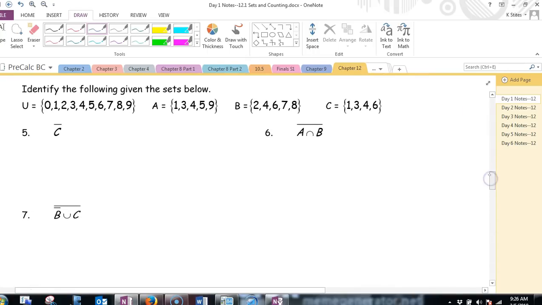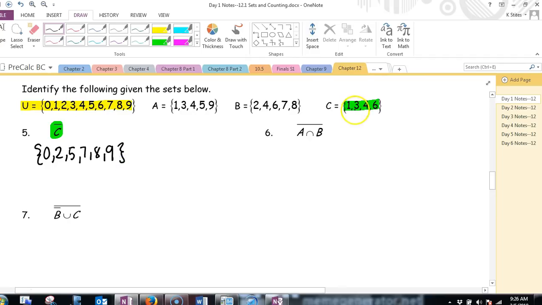So let's practice this. This is our universal set. This is all of the numbers that we're dealing with. And then here's A, B, and C. We want the complement of C, which means I want the numbers that are in the universal set but not in C. And so it's like, what are you missing from the universal set? That's what I'm looking for. You're missing the 0, you're missing 2, we have 3, we have 4, we're missing 5, we're missing 7, 8, 9.